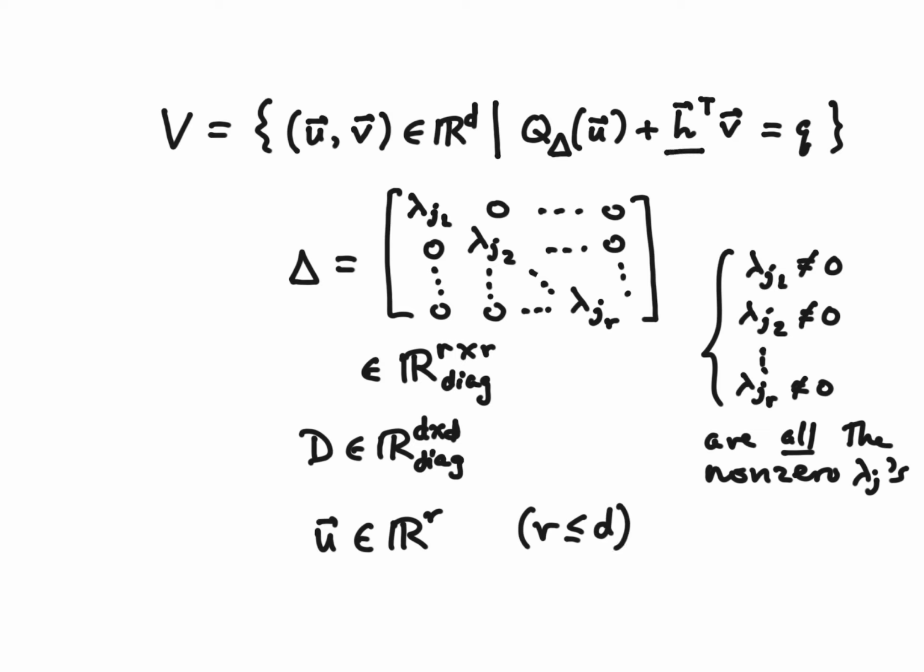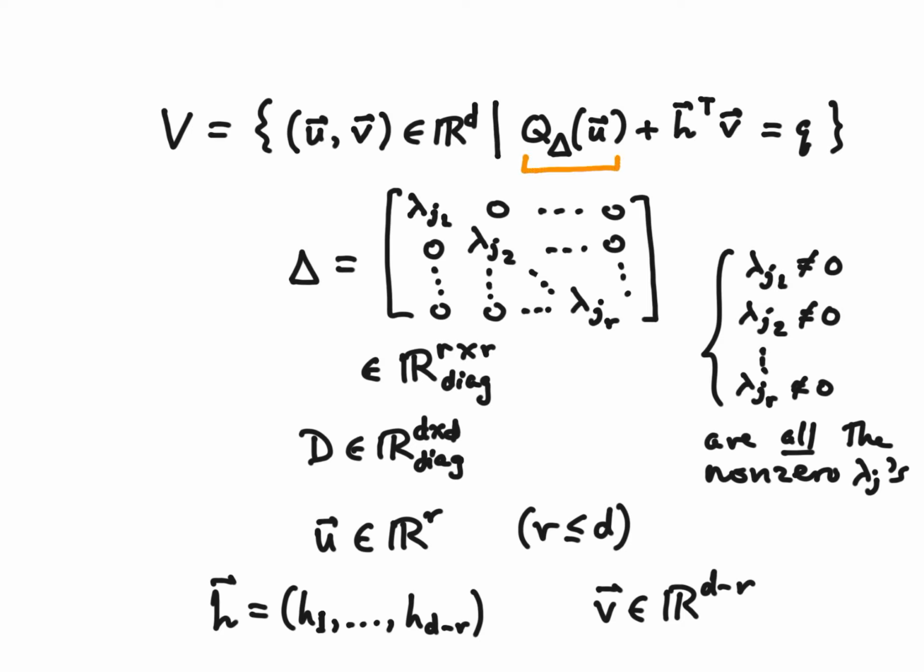And then these constants involved in the vector h, so let's say the vector h is h1, etc. How many of them will there be? Well, there are just d minus r of them, because the vector v has to live in d minus r space. But the important thing to notice is that the variables involved in the quadratic terms and the variables involved in the linear terms are now totally disjoint. Only the u's are involved in the quadratic terms, and only the v's are involved in the linear terms.